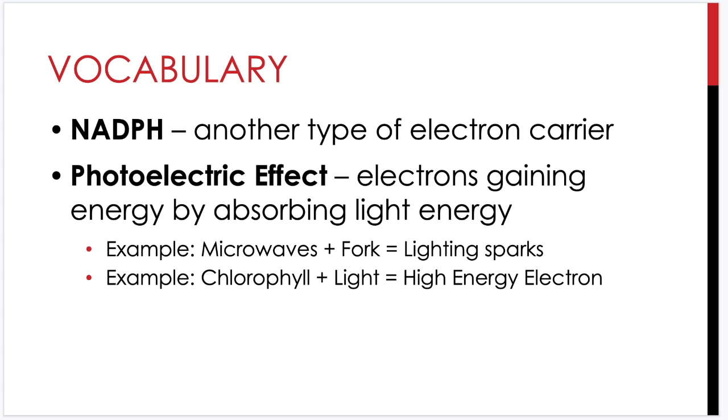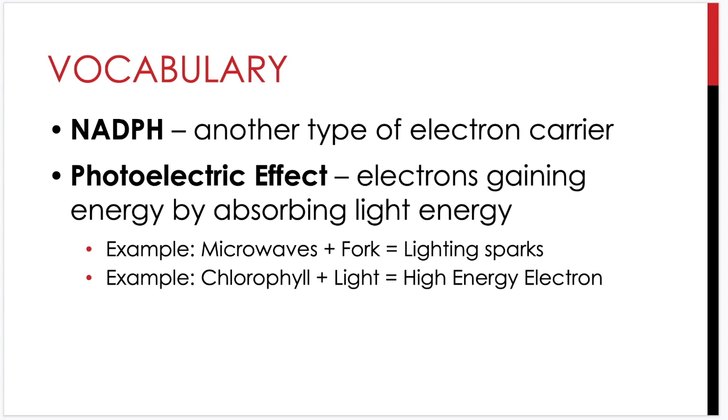NADPH is another type of electron carrier. They hold high energy electrons. The photoelectric effect is where electrons gain energy by absorbing light. As an example, the electrons on a fork, when you give it microwaves, which are a type of light, absorb energy and start jumping around, which is why you see lightning sparks. Please do not put metal in your microwaves because of that.